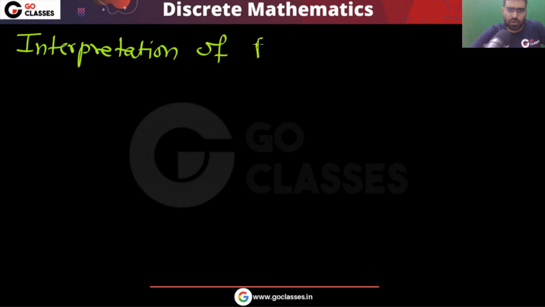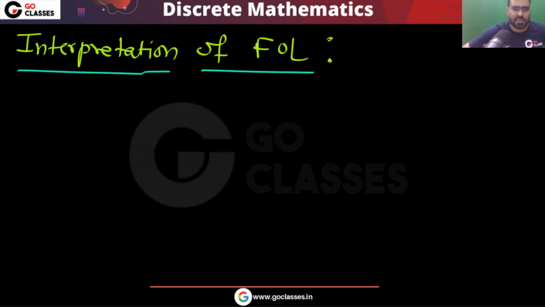First of all, let me tell you what is a model. First of all, let me tell you what is interpretation. What is the concept of interpretation? Interpretation of a first order logic, what is that? What do we mean when we say first order logic interpretation? It simply means all the information you need to find out the truth value of a first order logic expression.